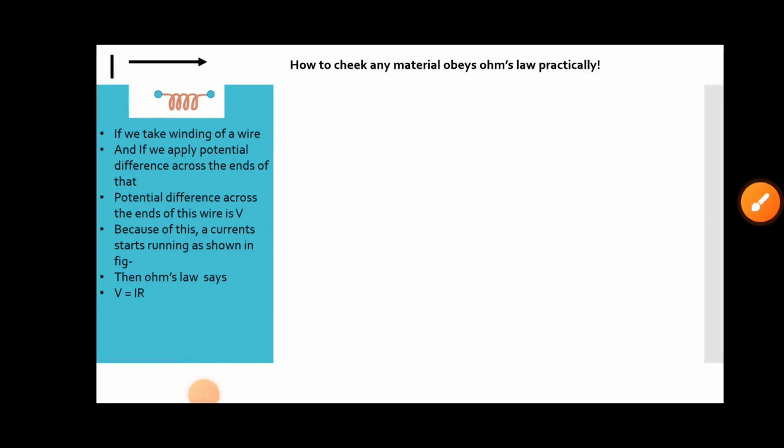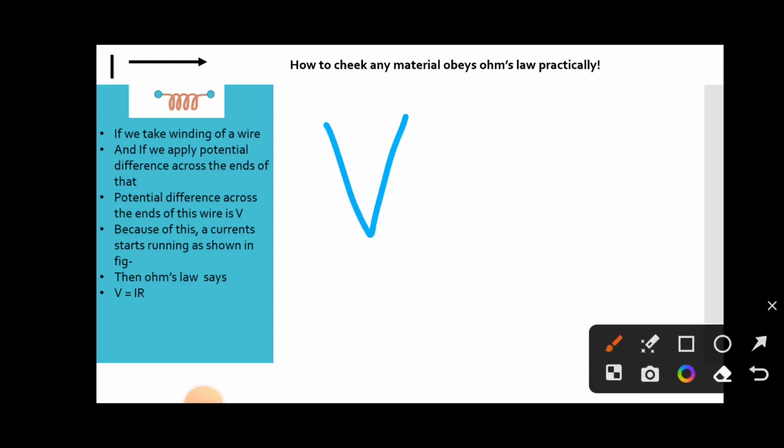So the question is, if we have some material with us, then how do we check practically whether Ohm's law is obeyed or not? For this, first understand resistance. Resistance is a property of the material and its dimension. It does not depend on the voltage and current.